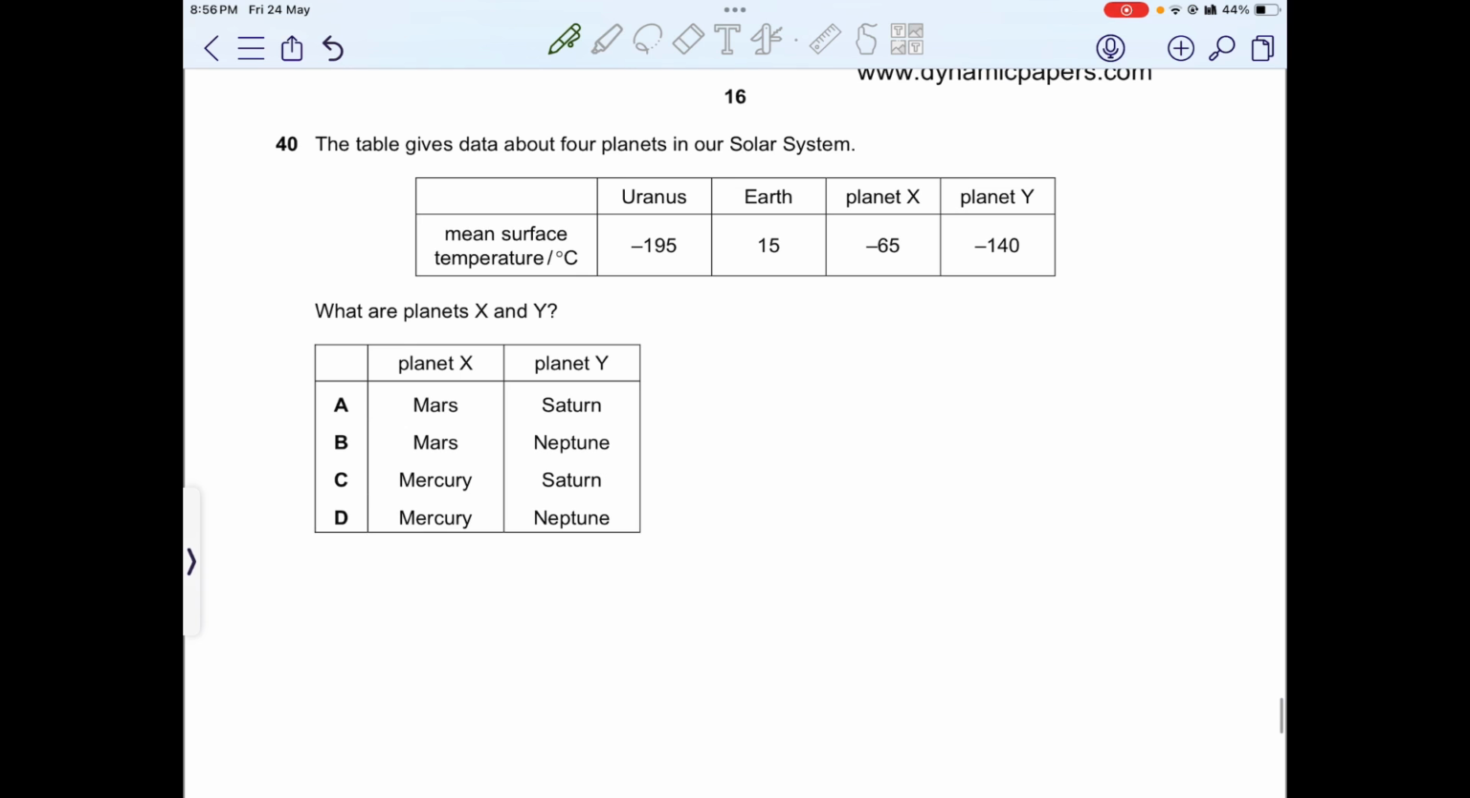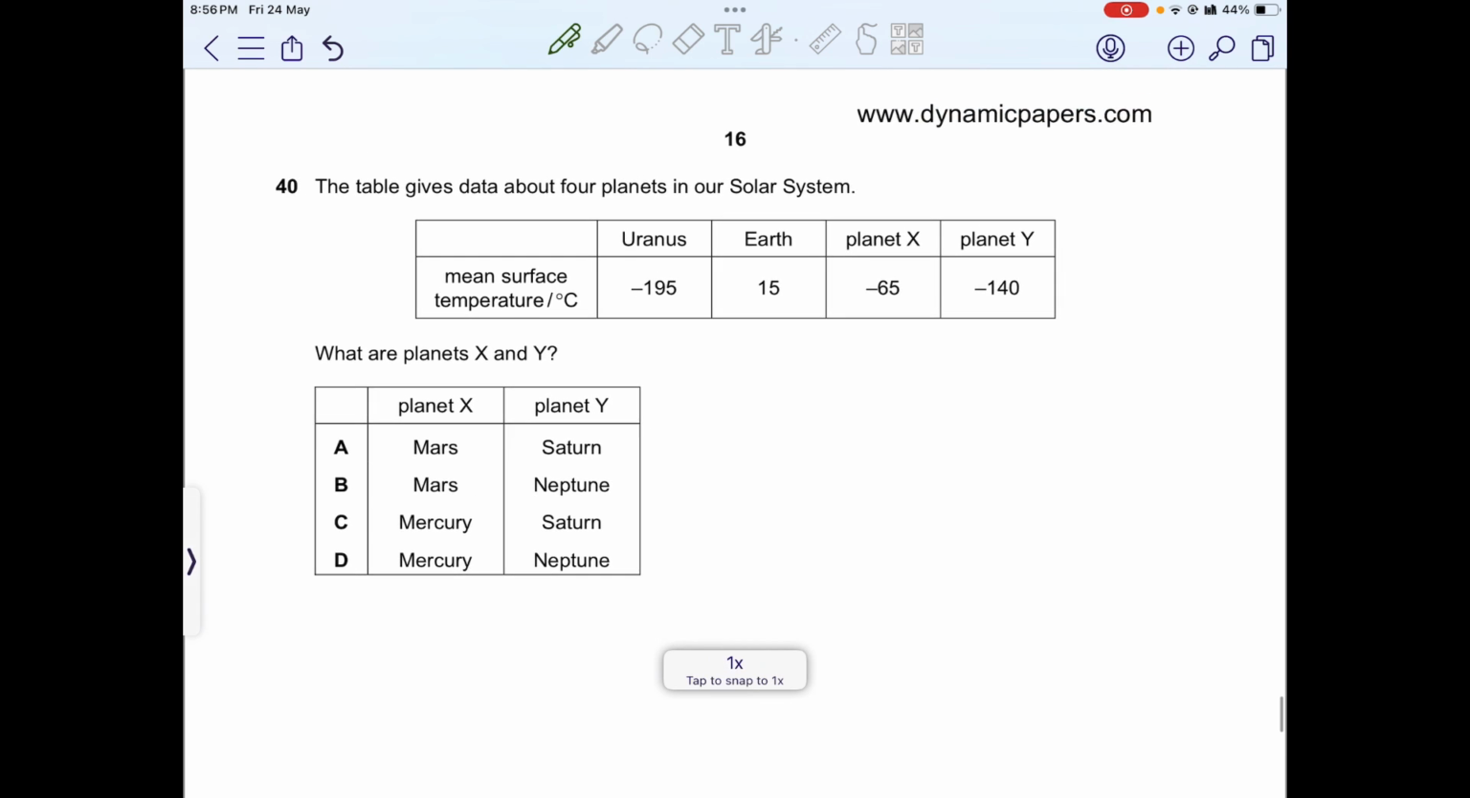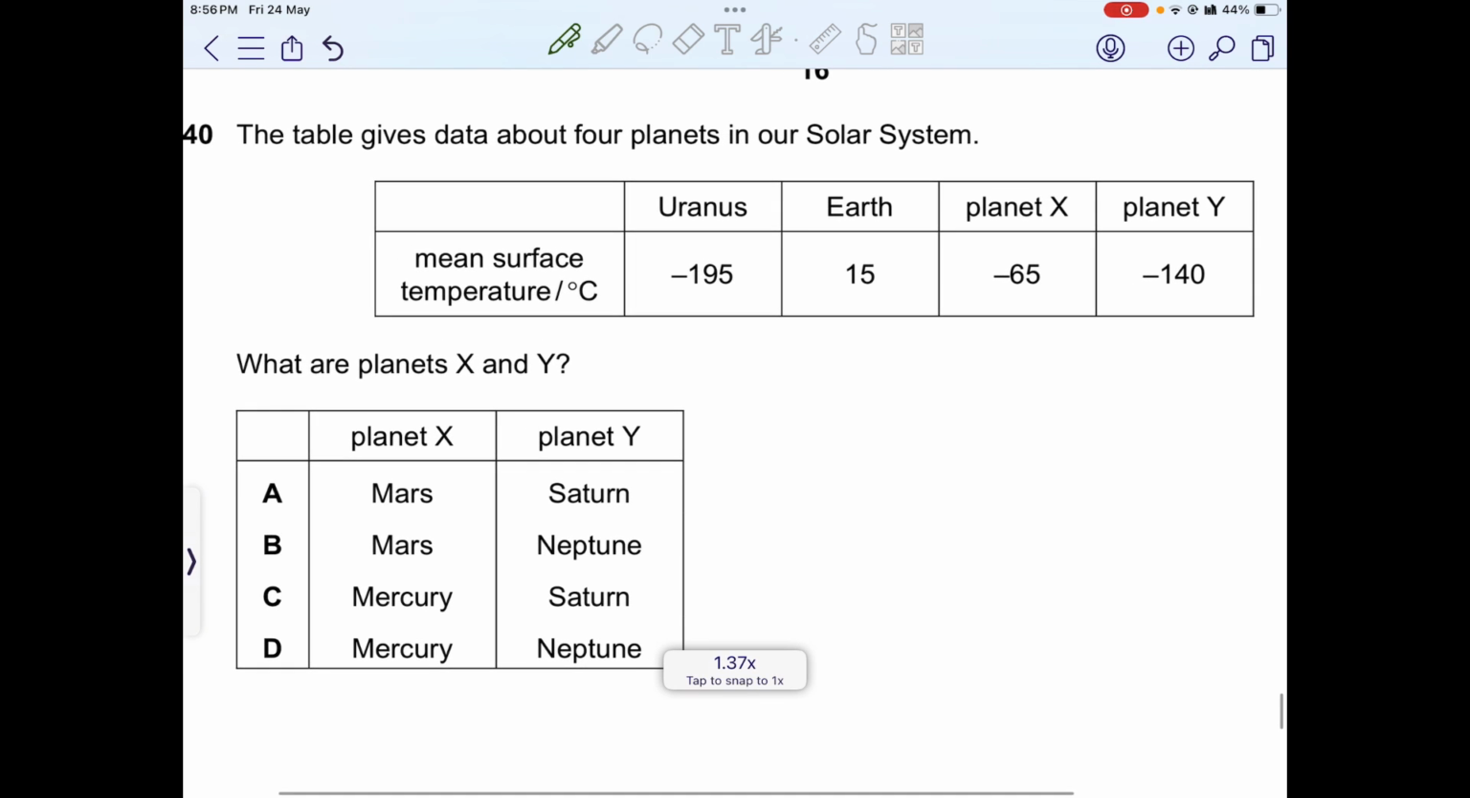The table gives data about four planets in the solar system. What are planets X and Y? Do not be worried, because you're not supposed to study this data. For planet Y, we can assume that it's colder than Uranus, so it can't be Neptune. So Neptune is not an option for planet Y, which allows us to eliminate this option. Now, what about planet X? Can it be Mercury? Mercury is going to be way hotter because it's very close to the sun. So it has to be Mars, and therefore planet Y has to be Saturn. There's only one option remaining.